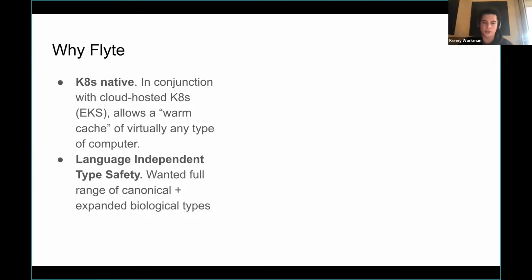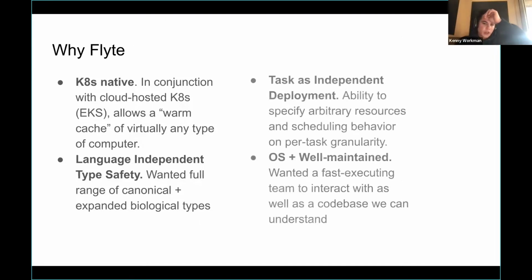We wanted to support all the type primitives that exist in canonical programming languages, as well as expanding biological types, so we can support more fine-grained checking of data through workflows we'll show you. And we also thought the language independence was important because developers of bioinformatics work with all sorts of languages, although Python is the most ubiquitous at the moment. And then I would just explain tasks as independent deployment, incredibly important for what we do.